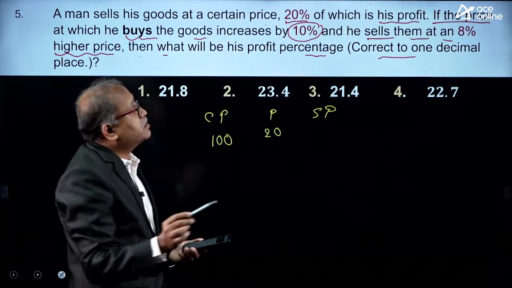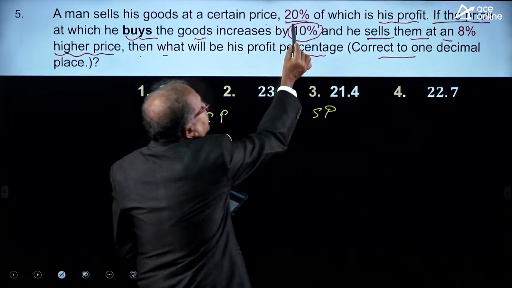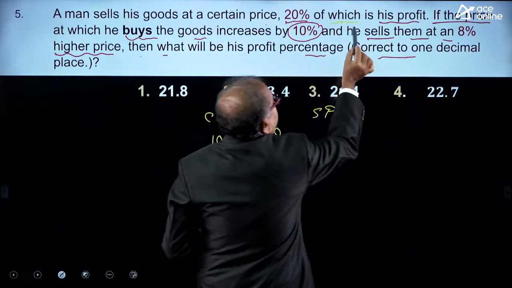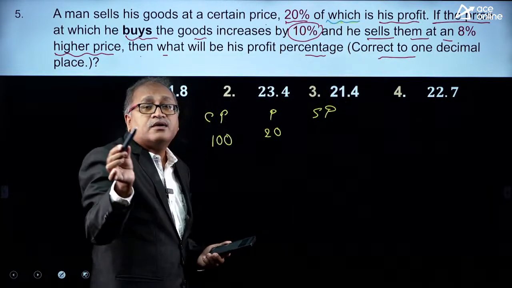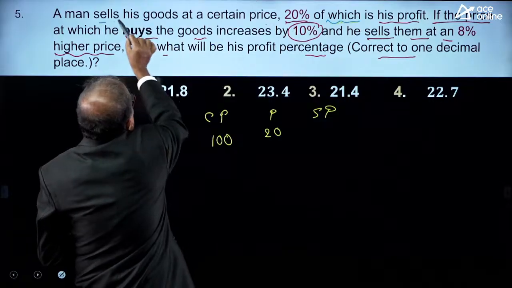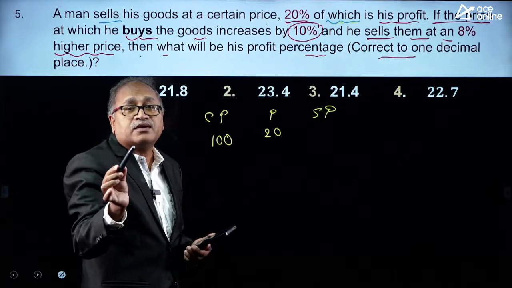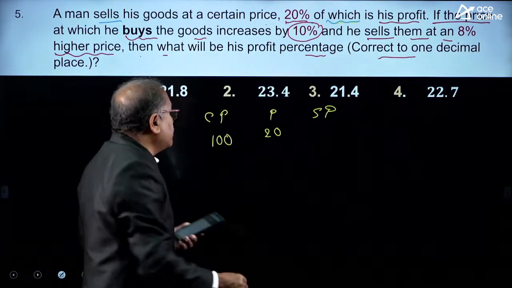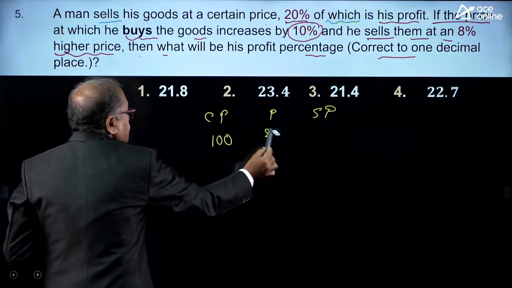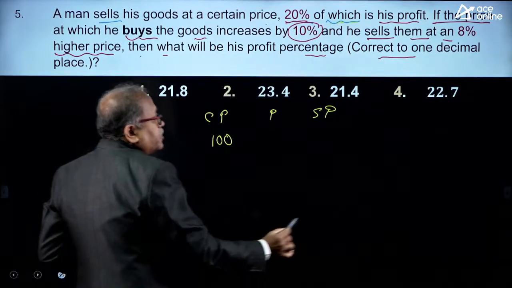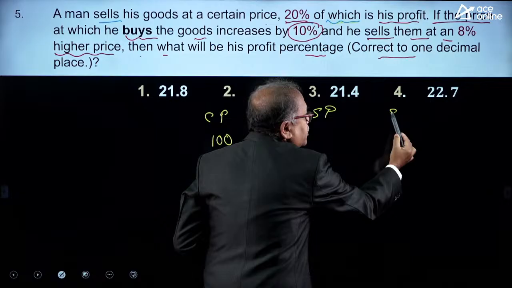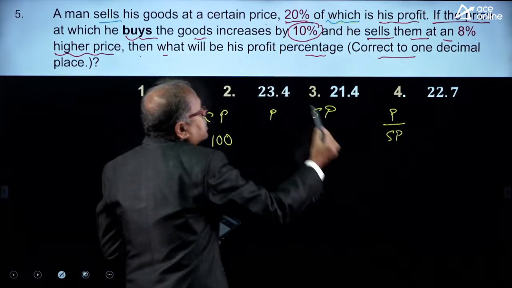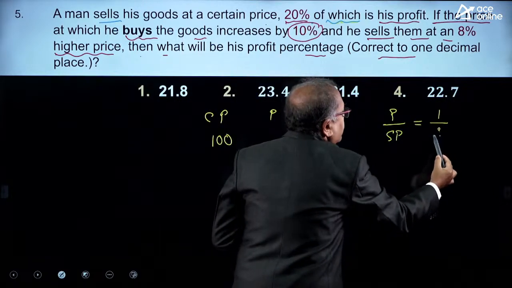Okay, notice here, it's really a beautiful question. 20% of which, what is this which? Of which he sells, of which 20% is the profit. This 20% is the profit on selling price. I need to convert the profit on cost price. Oh, good question. So, I need to convert the profit on selling price. When you are taking the profit by selling price, that is 20%, and 20% is nothing but 1 by 5.